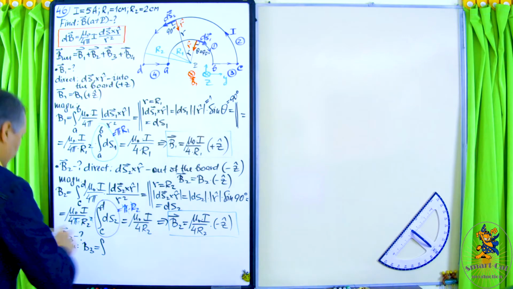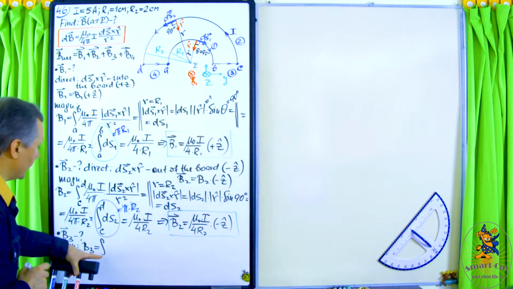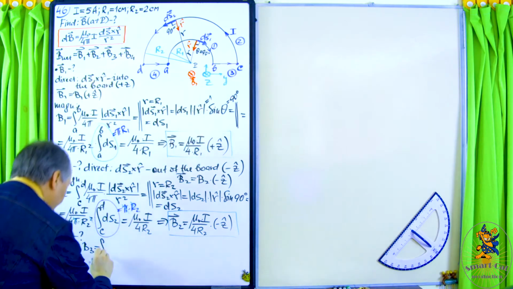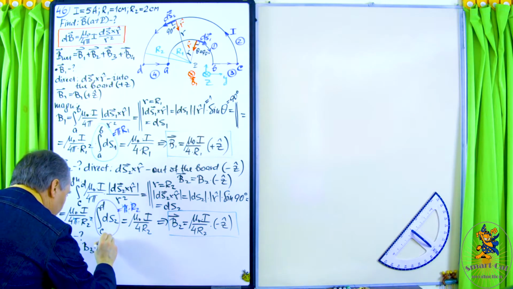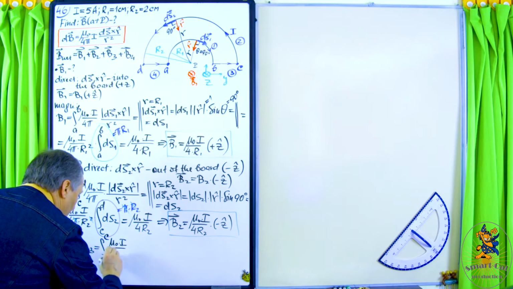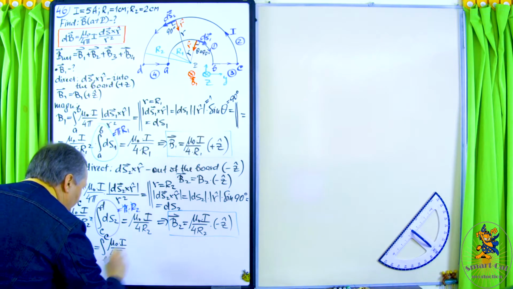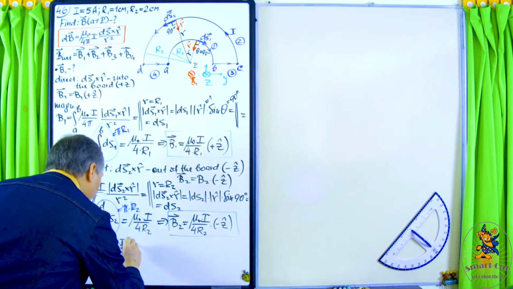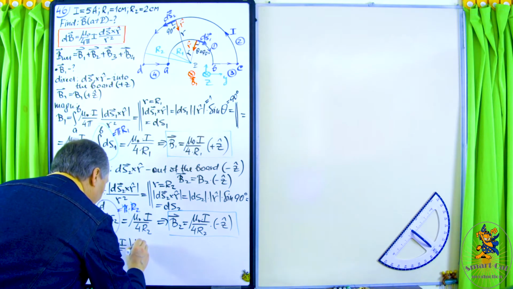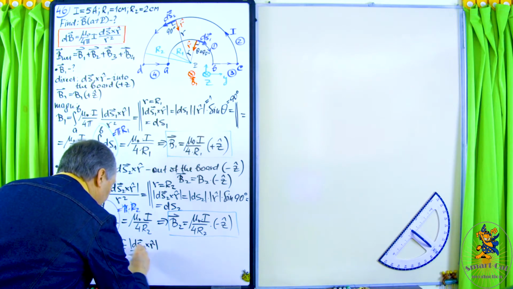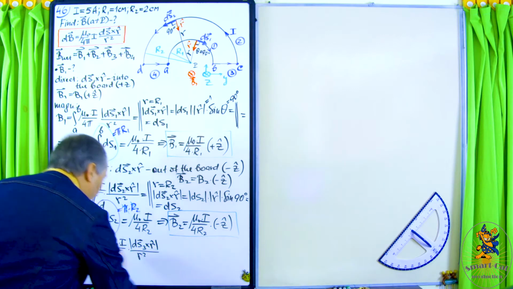our BS law. But of course, integration from what to what? Section 3, from point B to point C, and it will be mu naught I over 4 pi, and again just the magnitude. Again, I will put an absolute value sign on ds3 cross r hat divided by r to the power of 2.